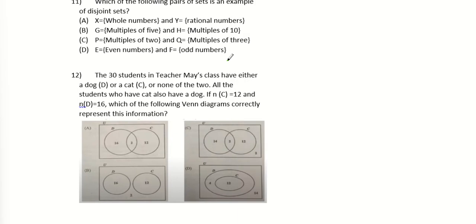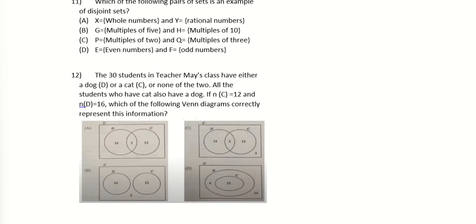Let's look at number 11. Which of the following pairs of sets is an example of disjointed sets? Disjointed sets means they have nothing in common. Whole numbers and rational numbers, yes, they have something in common. Multiples of 5 and multiples of 10, they do have something in common. Multiples of 2 and multiples of 3, think of the number 12. 12 is found in multiples of 2 and 12 is found in multiples of 3.